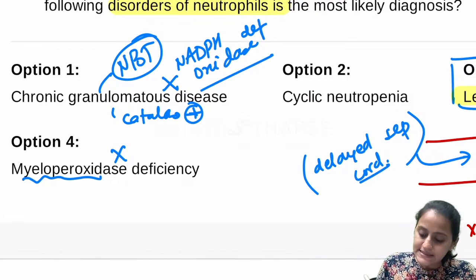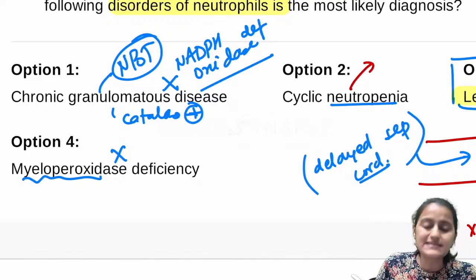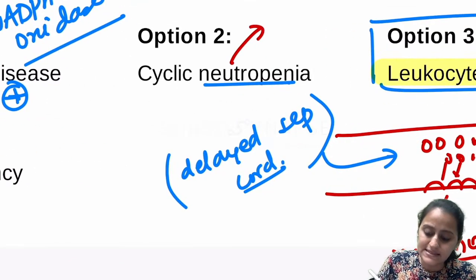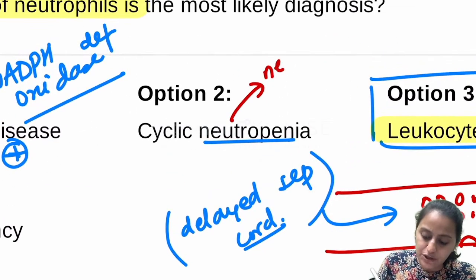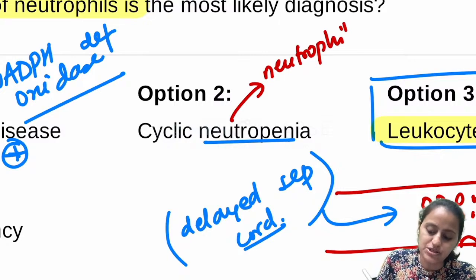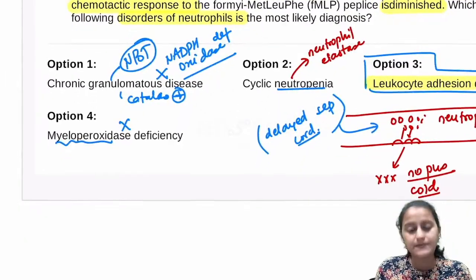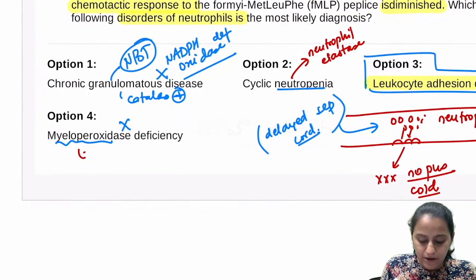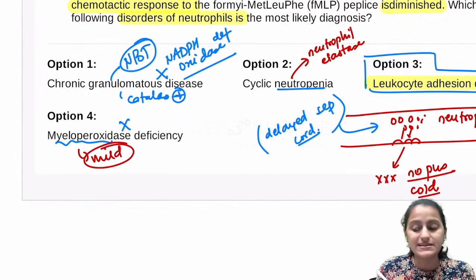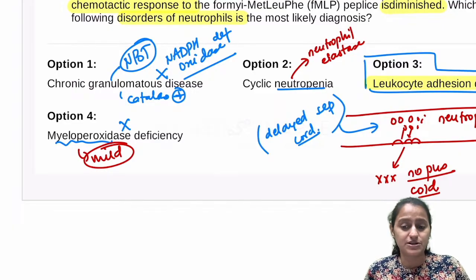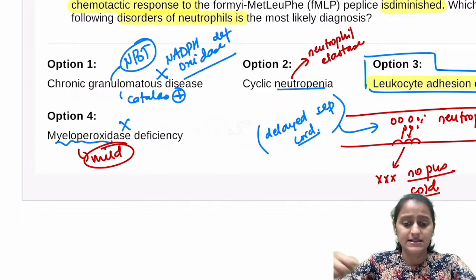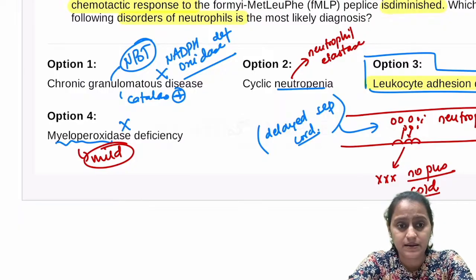Okay. Cyclic neutropenia, as the term says, the neutrophil count will be less. This is deficiency of the neutrophil enzyme, which is elastase. Neutrophil elastase deficiency. Okay. And myeloperoxidase deficiency is a more mild disease. Recurrent candida infections are common with myeloperoxidase deficiency. Okay. Clear with everyone?